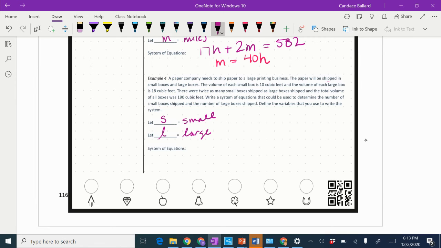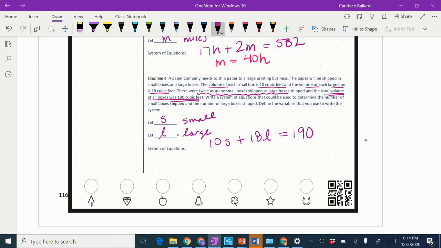The volume of each small box is 10 cubic feet. Volume of the large box is 18 cubic feet. So I'm going to start setting that up. So I would say it's 10 times the small plus 18 times the large, and I'm looking for something about volume. There were twice as many small boxes shipped as large boxes. That looks like something different. Ooh, look, volume. Total volume of all boxes was 190 cubic feet. So this was a volume equation. So I'm going to set it equal to 190.